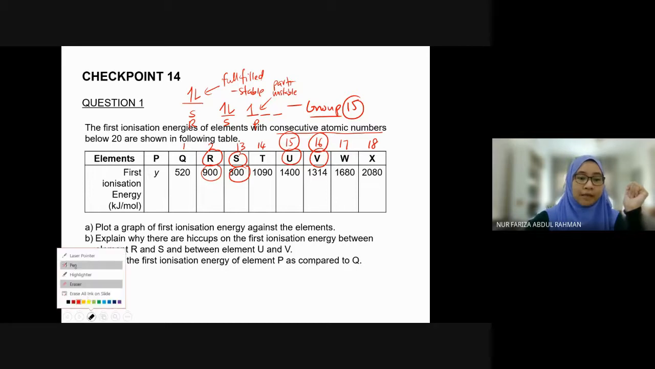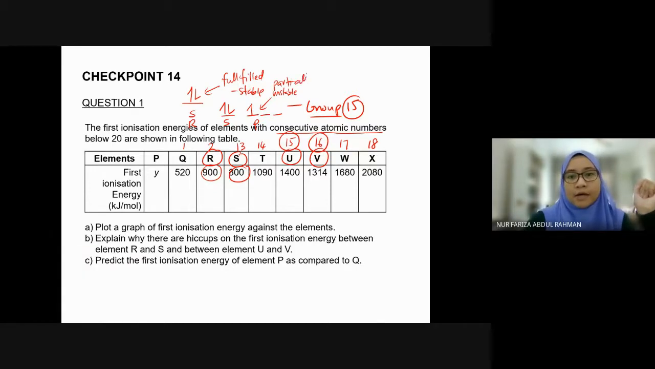Comparison, you compare, okay? You compare. Partially filled. Kenapa? Why is it about partially filled? Okay, because it is unstable. Unstable means less energy needed to remove this electron. Okay, all right. So let's move on to group 15 and 16, which is Madam.